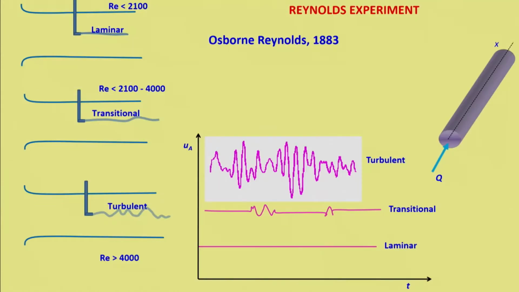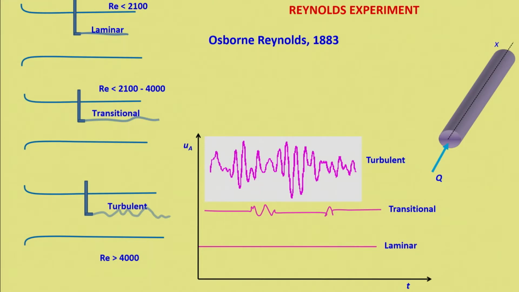So let's get started with Reynolds experiment. I think we have all done this experiment. In the Reynolds experiment, there is a pipe and I inject a dye, and if it is laminar flow, the dye moves like laminae. But that happens for Reynolds number less than 2100.